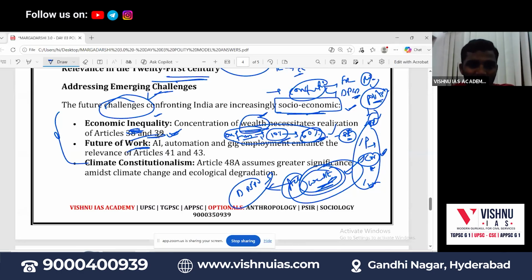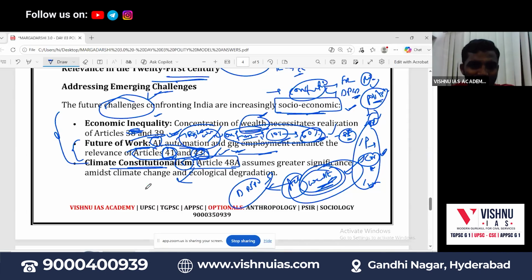Now the future of work: if you see in future, AI, automation, gig employment, all these are actually increasing the relevance of these articles. We have Article 41 and 43, the right to management of workers in institutions like companies. So when you go for these different types of work in the future, Article 41 and 43 need to be focused upon.